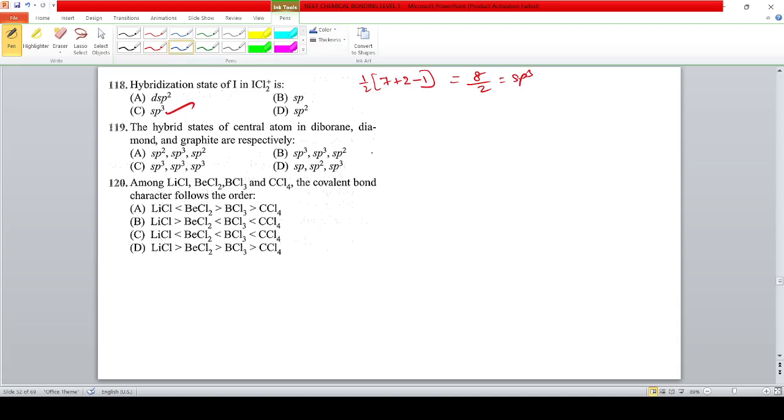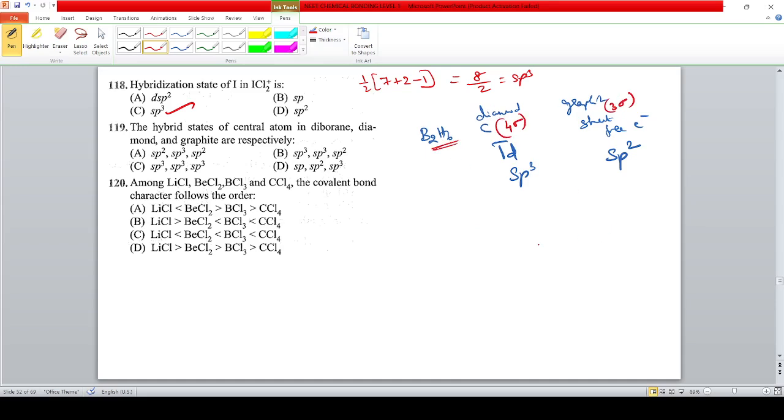119. The hybridized state of central atom in diborane. Diborane is B2H6. Diamond is nothing but carbon. Graphite. Listen. Diamond is pakka tetrahedral, pakka sp3. Graphite is sheet-like structure. We know there is a free electron, so leave that free electron. Remaining 3 electrons are used for bonding, 3 sigma bonds. Here the carbon forms 4 sigma bonds in diamond. A carbon forms 3 sigma bonds in graphite.